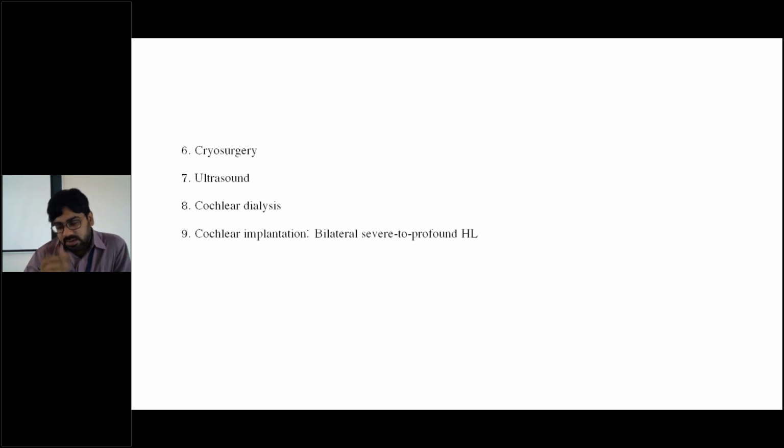And sometimes, in cases where the patient doesn't have any vestibular symptoms, this will be helpful. So you can go for cochlear implantation.